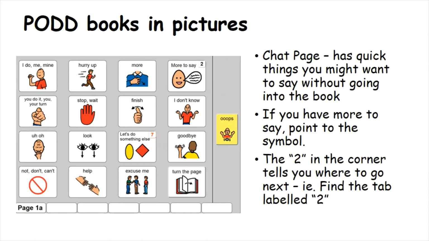So POD books and how they work. The first page in every POD book is called a chat page. This has quick things that you might want to say without going into the book in detail. So it's got things like stop, wait, more, finished, excuse me, goodbye, help, I don't want to do it, all of those sorts of things. If you have more to say, you point to the symbol that says more to say. The 2 that's in the corner tells you where to go next, i.e. you find the tab that's labelled page 2.